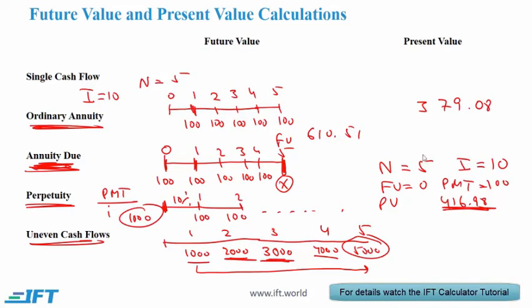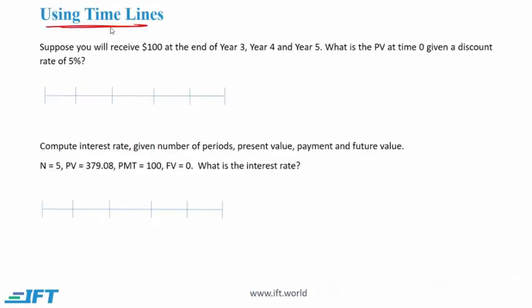This 5000 is being received at the end of year 5, so we don't need to compound this. For present value calculations, you take each number and find the present value. So you find the present value of 1000, then the present value of 2000, and so on, and then add all the numbers.